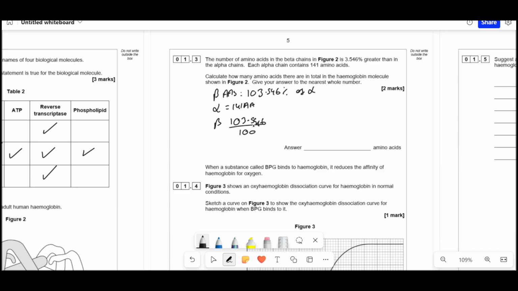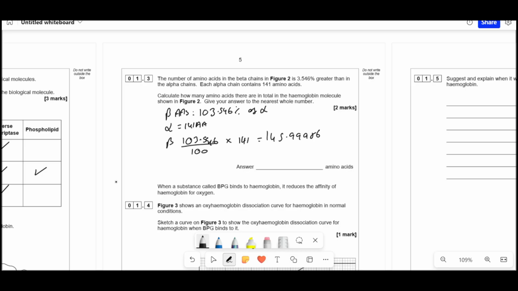If you were to find 90% of something, you'd do 90 over 100 times 141. So that must mean it gives you 145.99986. But because there's 2 of them in this hemoglobin molecule, we need to times it by 2. So if we do that, we get 291, right? But we're not done, because they're asking how many amino acids are in total in the entire hemoglobin molecule. So we've got 291 for the betas, and then they've given you the alpha as 141, so you need to also do that times 2. So 141 times 2 gives you 282, and then you add them together and that gives you 573.